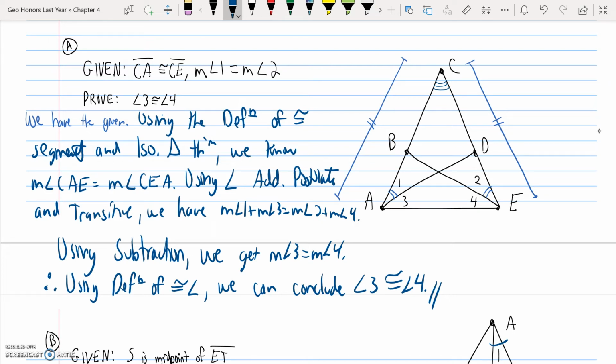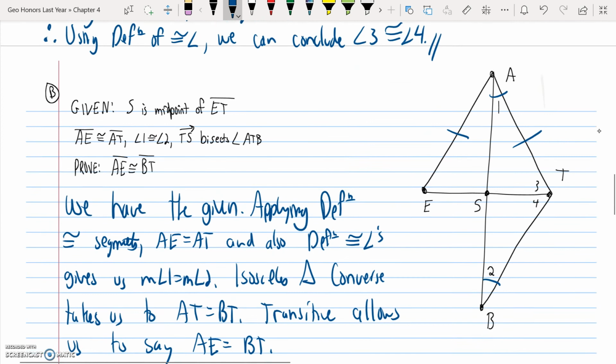First of all, we're going to convert, using the definition of congruent segments, to say that CA is equal to CE. And because those are equal, then we can say that this base angle of CAE equals that base angle of CEA. There's our first step. Using the angle addition postulate in transitive, 1 plus 3 equals this, 2 plus 4 equals that. Transitive, we can then get 1 plus 3 equals 2 plus 4. We already had 1 equal to 2, so if we subtract 1 off of the left, 2 off of the right, we get 3 equals 4. And then converting that, we get angle 3 is congruent to angle 4.